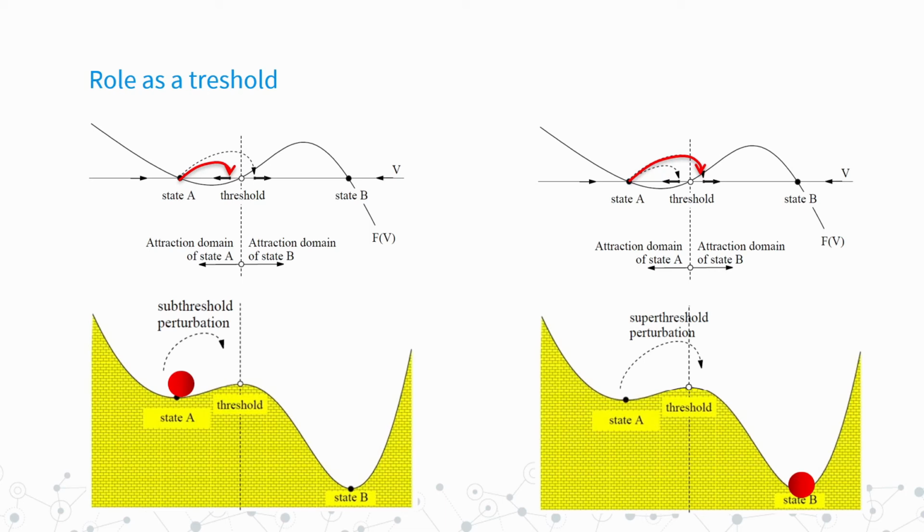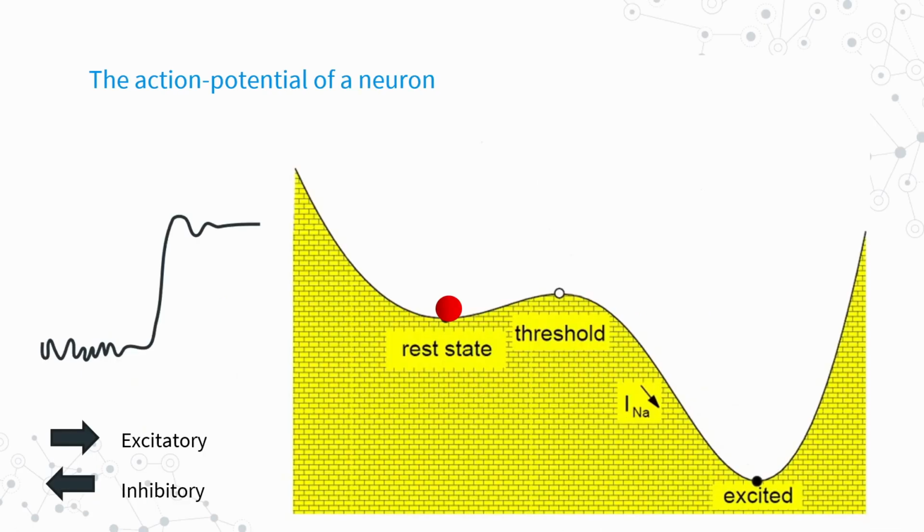The transition between two stable states, separated by a threshold, is relevant to the mechanism of excitability and action potential generation of many neurons. On the basis of the action potential, whose sequence is well known, the process can be vividly explained.